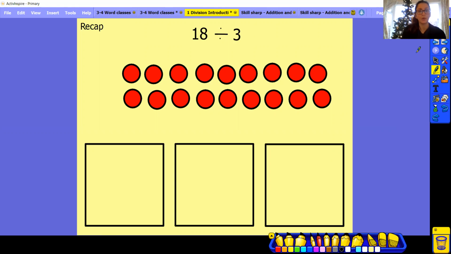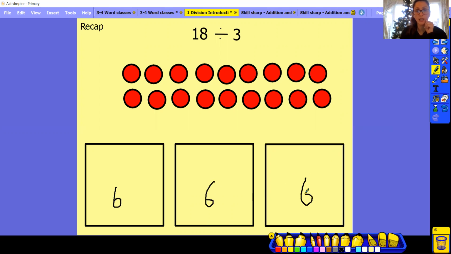Okay, so we're going to do 18 divided by 3. So we're going to do our 3 times table. So let's do 3, 6, 9, 12, 15, 18. How many 3s go into 18? So you've got 1, 2, 3, 4, 5, 6. So one of these boxes is the value of 6.